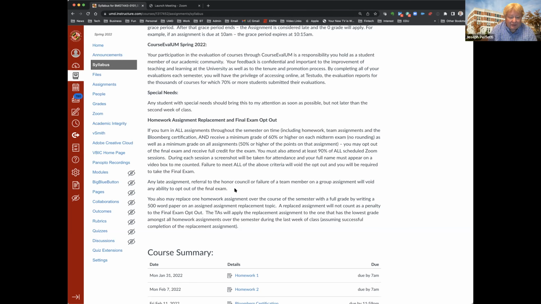Now, the final two things I want to mention here: there are two potential extra credit opportunities for the semester. The first one is probably more important to you, which is called the final exam opt-out. If you do all the individual assignments and you don't miss any, and you get a minimum score in the midterm exam, and you don't screw up on the group projects and get sent to the honor council or get peer reviewed down that you didn't participate, then you won't have to take the final exam. You'll just get the points for the final exam and you'll be able to opt out. If you don't meet any of those criteria, then you will not be able to opt out of the final exam. You'll take it on the final day of class.